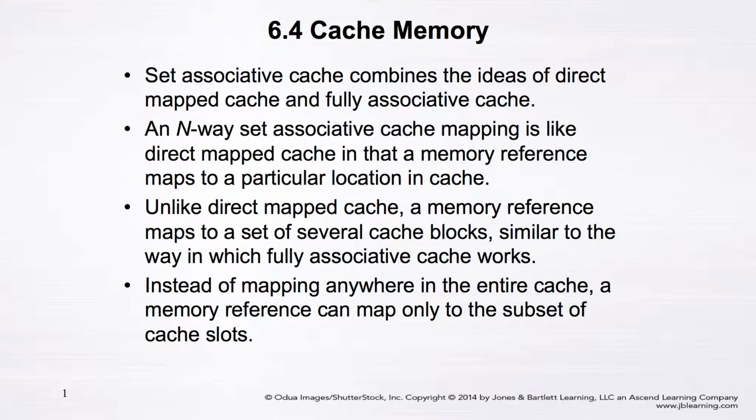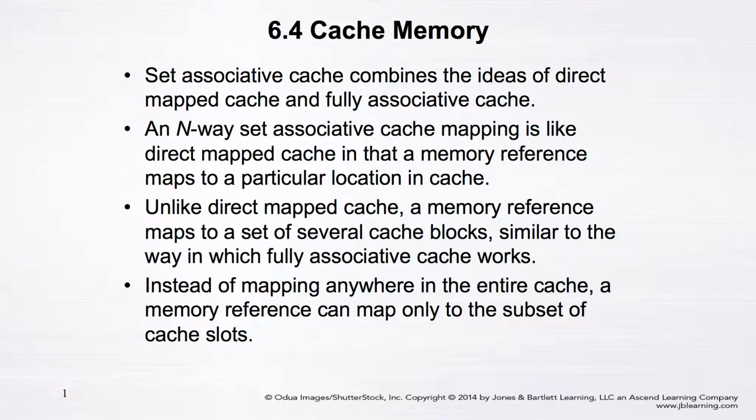In this video, we talk about set associative cache. Basically, set associative cache combines the idea of direct mapped cache and fully associative cache. An n-way set associative cache mapping is like the direct mapped cache in that a memory reference maps to a particular location of cache. However, the thing different from direct mapped cache is that a memory reference maps to a set of several cache blocks.